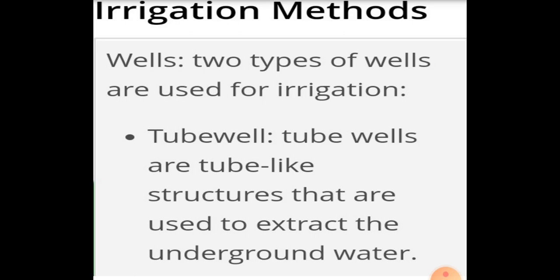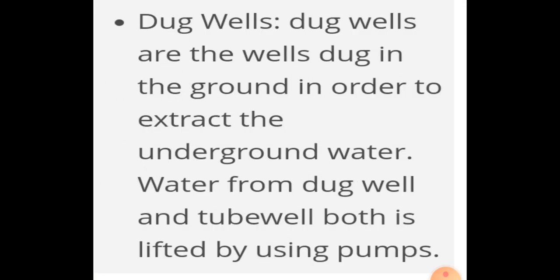So tube wells are tube-like structures that are used to extract the groundwater. So this groundwater is extracted with the help of a pump. That means electricity and a motor, everything is required for this tube well. Now the next type of well is the dug well. Okay, that well which is dug. This is also done for the same purpose, in order to extract the underground water only.